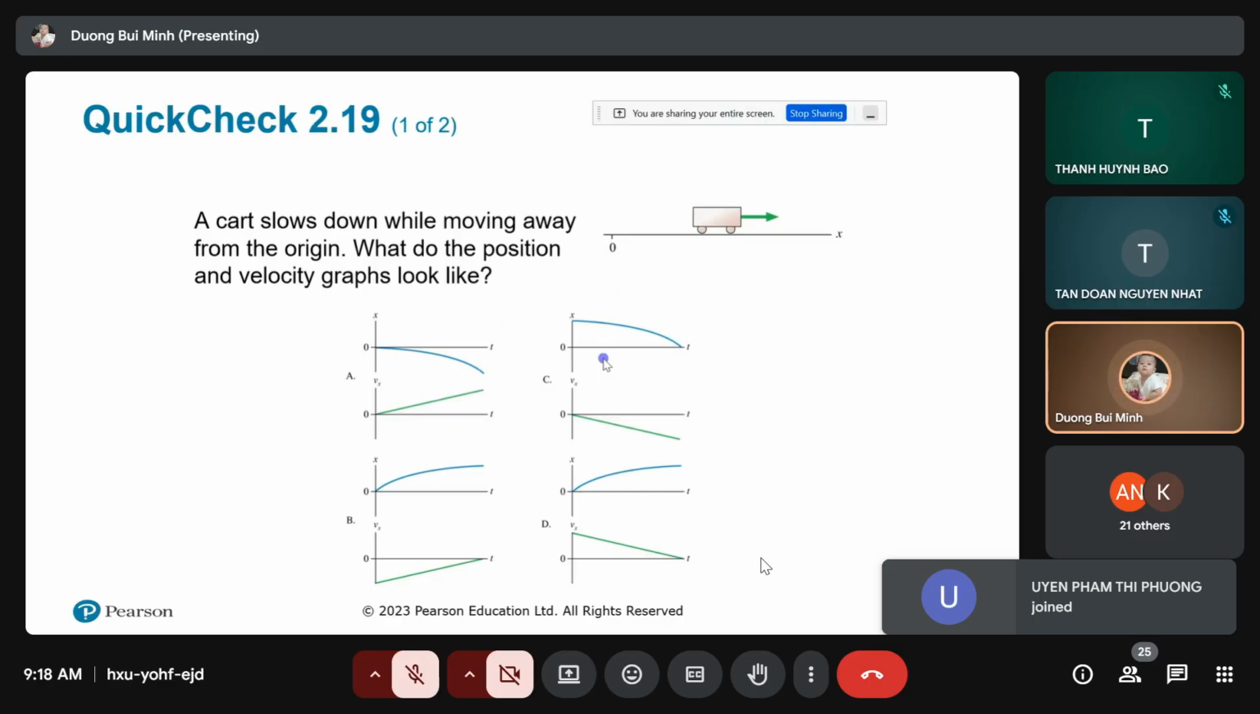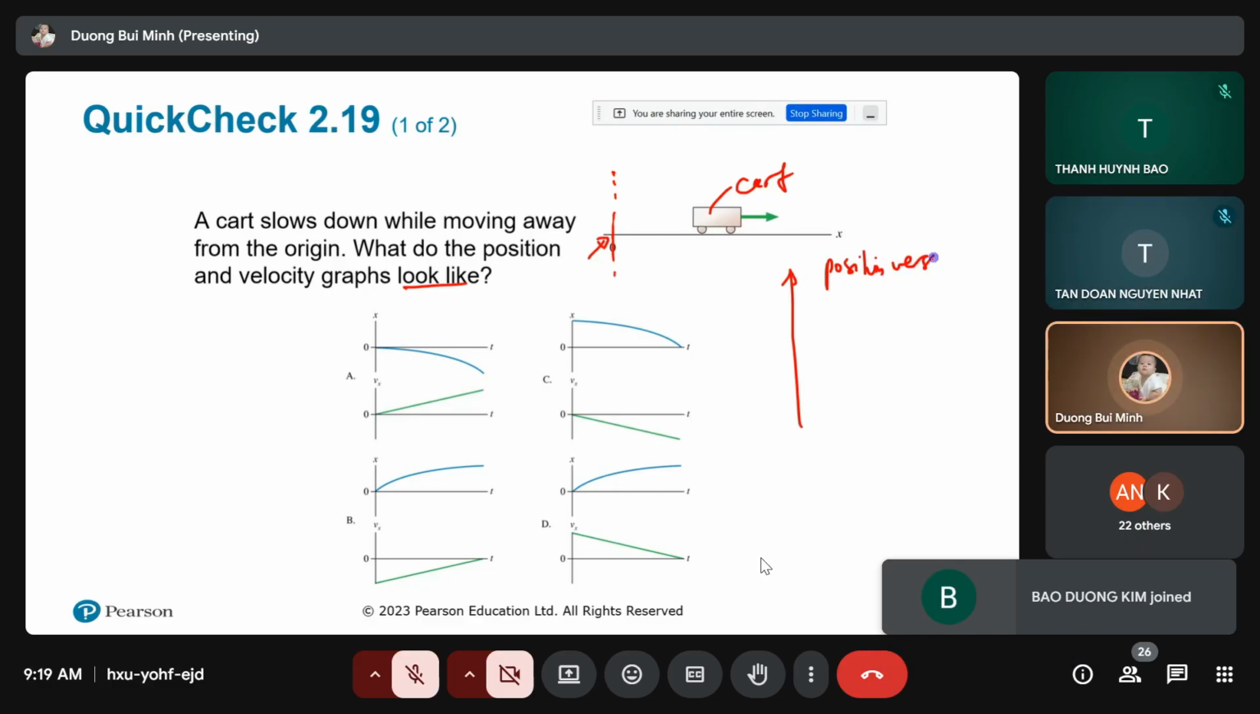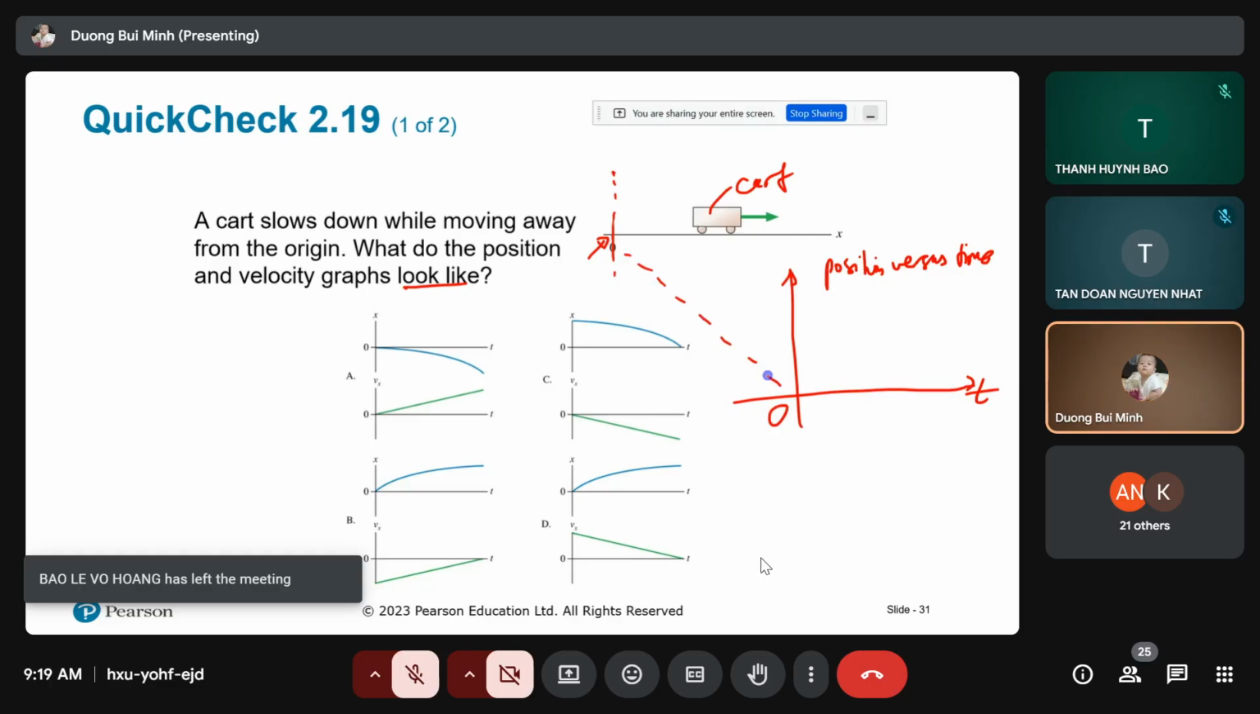Next one, we have a cart slowing down while moving away from the origin, so they give us the information of the origin. What do the position and the velocity graphs look like? That means we have position versus time. This is time, this is 0, this is 0, and this is position x or r.